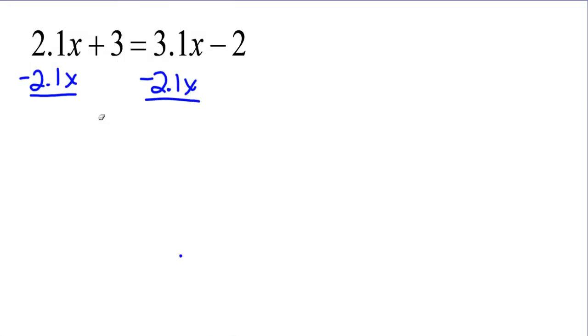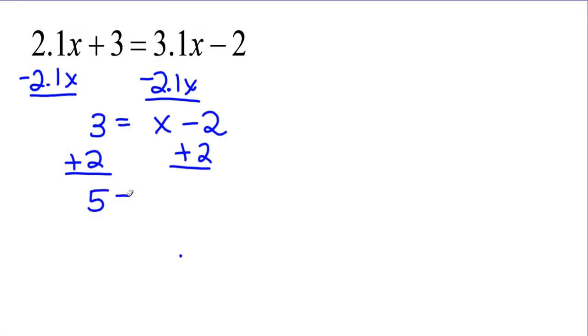And that's 0 plus 3 on the left-hand side, which is just 3. And 3.1x minus 2.1x is just 1x, or x. 3 equals x minus 2. Add 2 to get rid of that constant. And I get 5 equals x, and we are solved. Okay, so picking on the little guy really does make these equations a lot easier to solve.